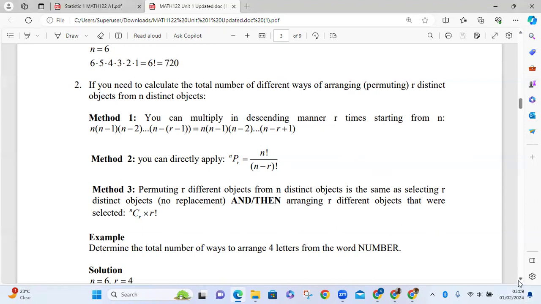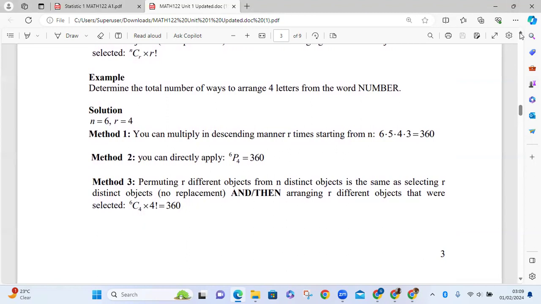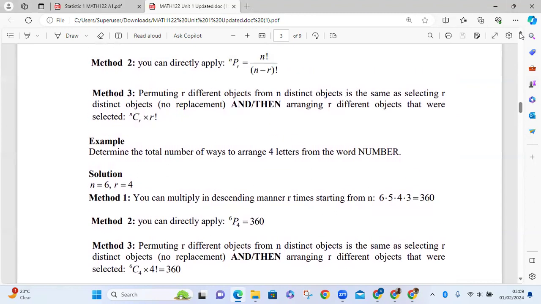So take, for example, you want to determine the total number of ways that you can arrange 4 letters from the word NUMBER. So the word NUMBER has 6 letters in all, but you only want to select r. You only want to select 4 and arrange them. So for the first method, you can multiply in descending manner, r times, starting from n. So you have 6, that's 1, times 5, that's 2, times 4, that's 3, and times 3, that's 4. And you stop there because it's only 4 you need. So it's 6 times 5 times 4 times 3.